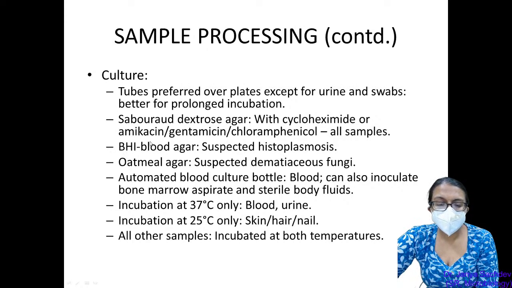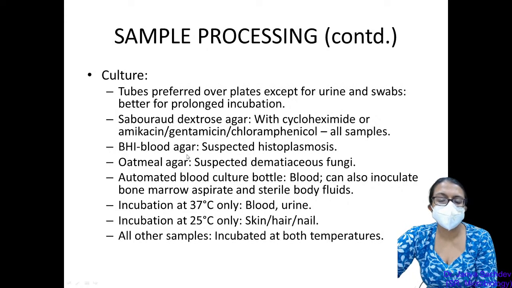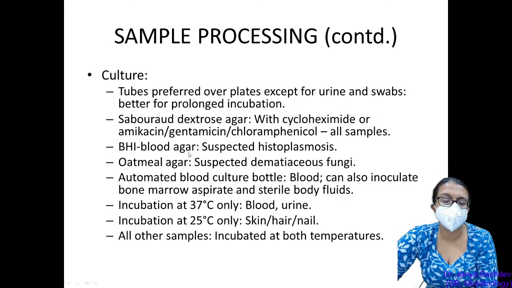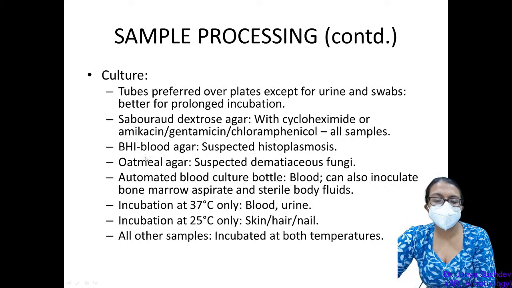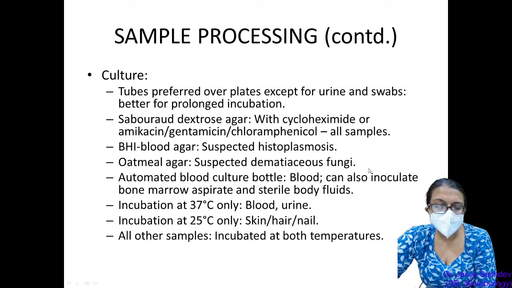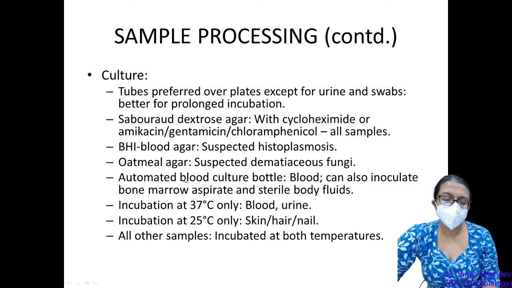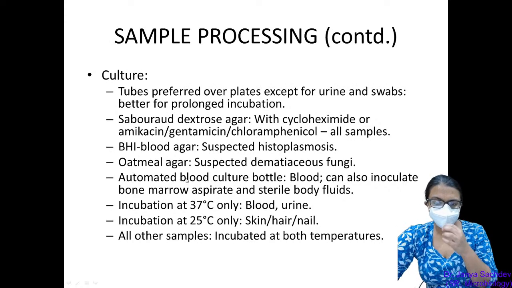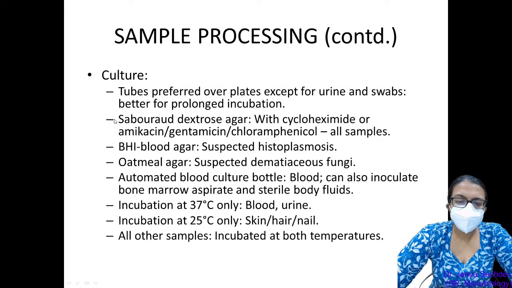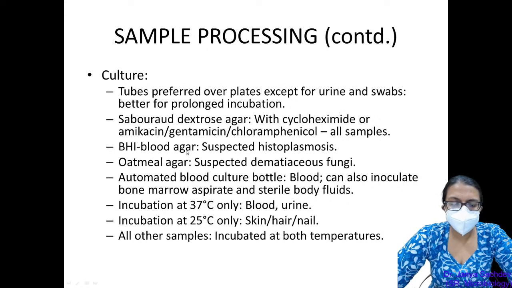Then we have BHI blood agar tubes. We use these for suspected histoplasmosis, because histoplasmosis is quite fastidious. It doesn't really grow on media which have not been enriched with some source of nutrition. We use a medium called oatmeal agar if we're suspecting dematiaceous or pigmented fungi. Blood is not inoculated onto agar. Blood is inoculated, as you know, into the blood culture bottle directly. So these are the common media which we use: SDA, BHI blood, oatmeal, and the blood culture bottle.